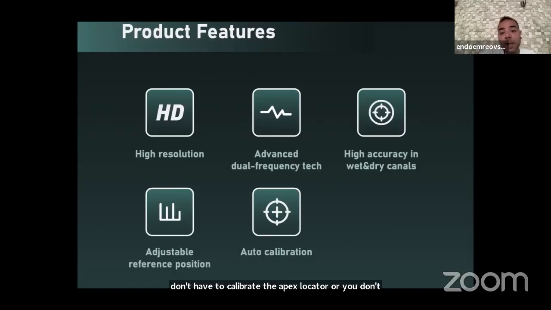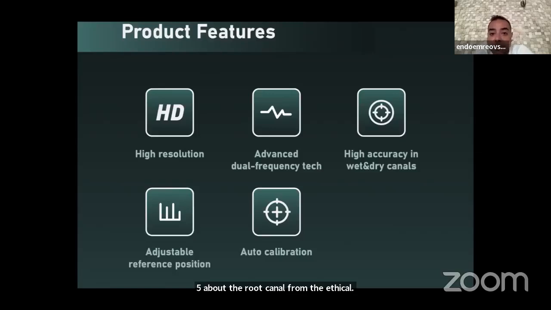So it has high accuracy in wet and dry canals. It doesn't matter what you use. If you use EDTA, sodium hypochlorite, or anything, it doesn't matter. You just put your file inside the root canal system, and you have accurate results. Of course, you can adjust your reference position while working, but be aware of the red line because it's nearly reaching the apical. You need to stay 0.5 millimeters above the apical in the root canal. So that's the best part.